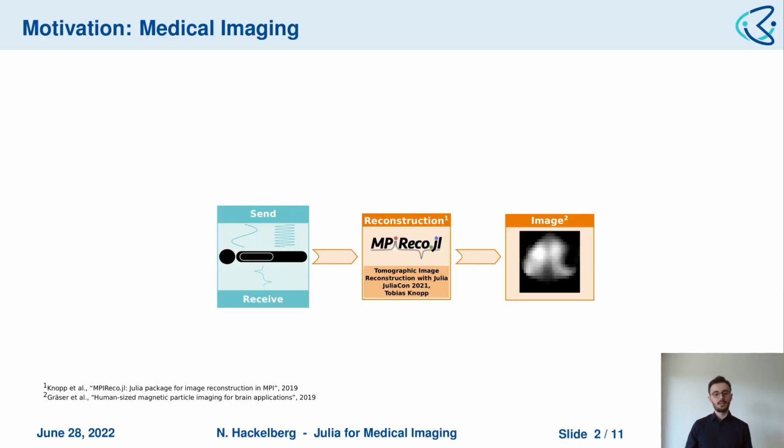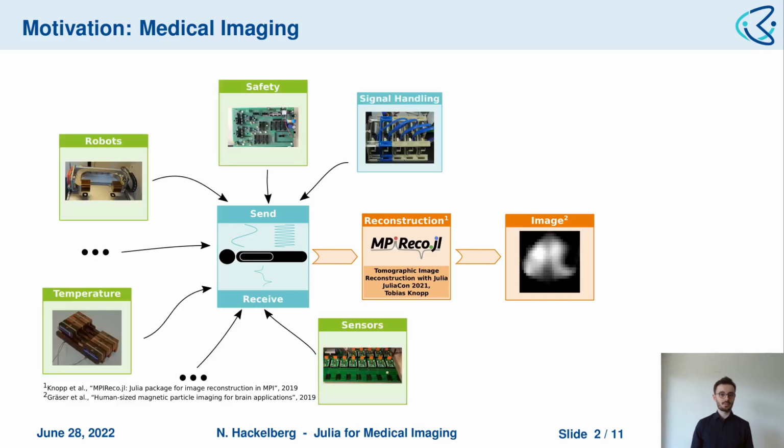magnetic particle imaging, which is a new tomographic imaging modality. Generally speaking, medical imaging scanners use some physical principle to get a patient to emit some sort of signal, and then from this signal one can reconstruct a tomographic or a projection image of the inside of the patient. And these scanners are really diverse, distributed systems that need to coordinate a lot of different devices. And this coordination is the focus of this presentation.